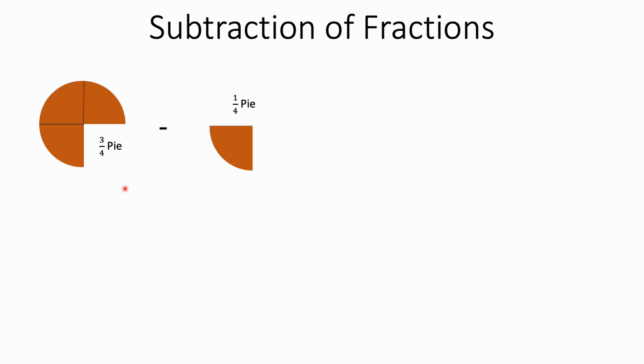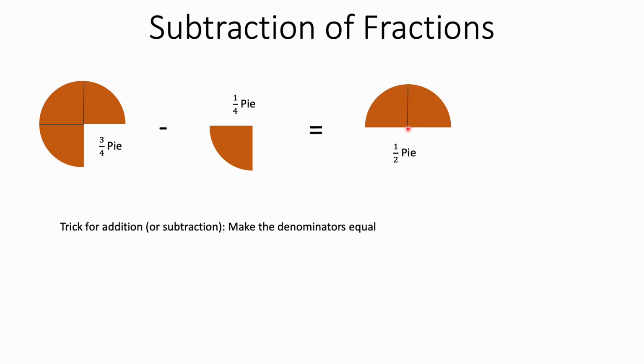So notice that the denominators are the same in this case. So that's easy. If the denominators are already the same, you just subtract the numerators and leave the denominator as it is. And also from this picture, it's evident that take this 3/4 pie, get rid of this 1/4, and what are you left with? Half a pie, right? So the trick for addition or subtraction is to make the denominators equal. The number on the top is called the numerator and the number on the bottom is called the denominator. So you have to just make the denominators equal by multiplying and dividing with the same number. And if they're already equal, you don't have to do anything.